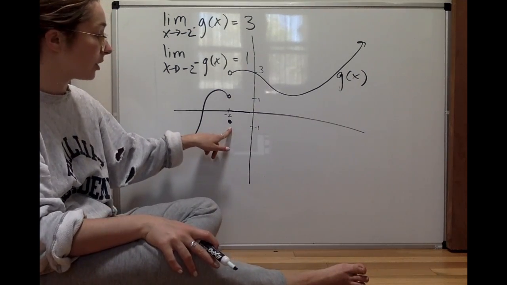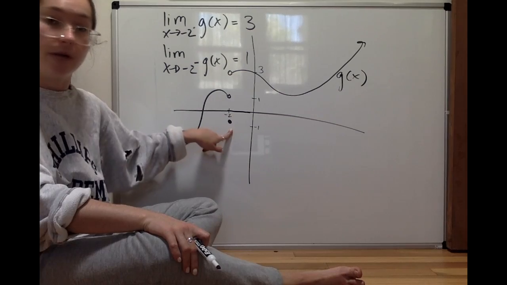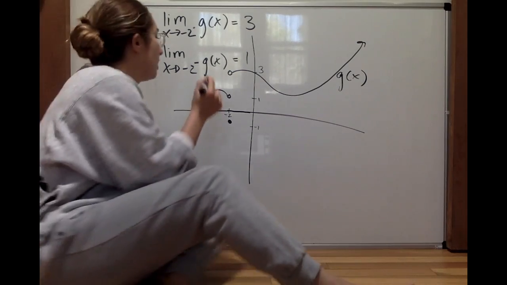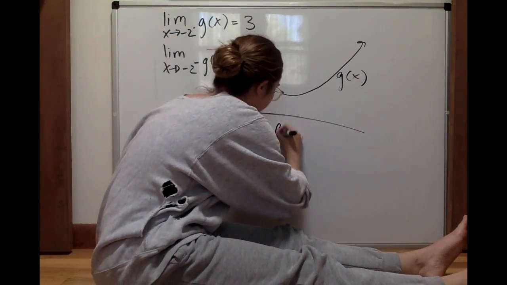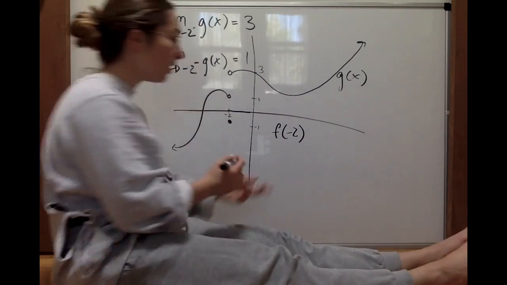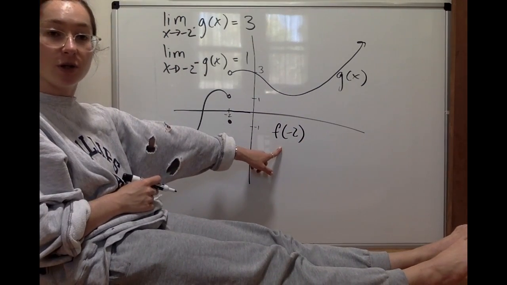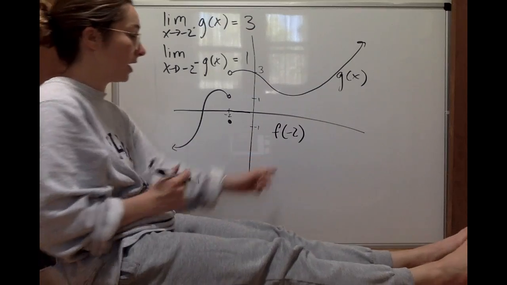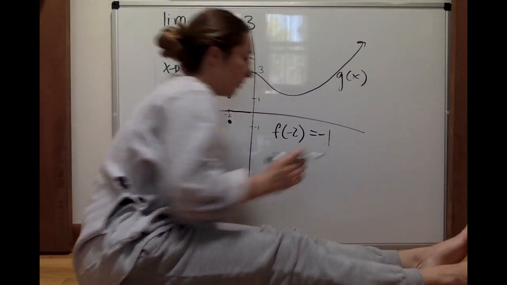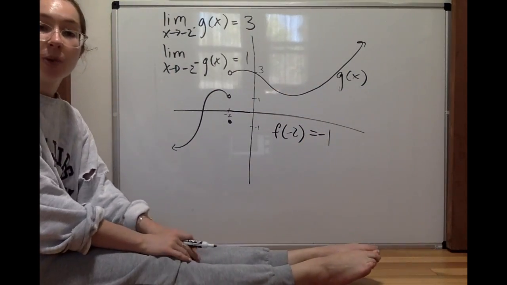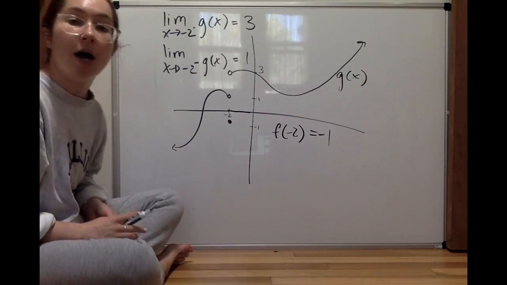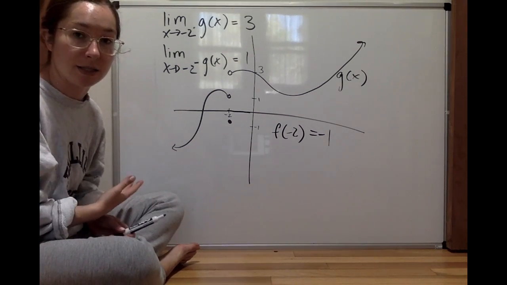But I also have an actual defined point for x equals negative 2. So the difference is g of negative 2. My bad, it should be g of x, because our function is called g. What is the y value at g of negative 2? g of negative 2 equals negative 1. So we have three different ways to describe our y value at x equals negative 2.